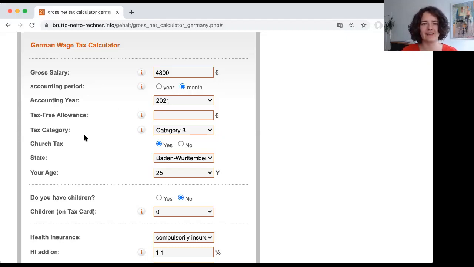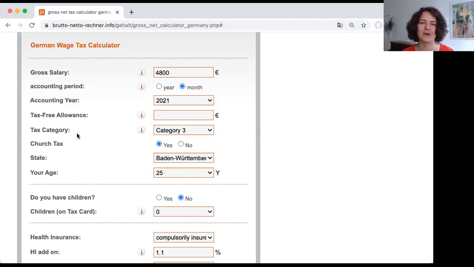Then the next thing, and that's always something that people struggle with, is the tax classification, or tax category as it's called here. So here in Germany, we have 6 different types of tax classes. And these classes are usually assigned automatically. You don't just get to choose freely which tax class you fall into.